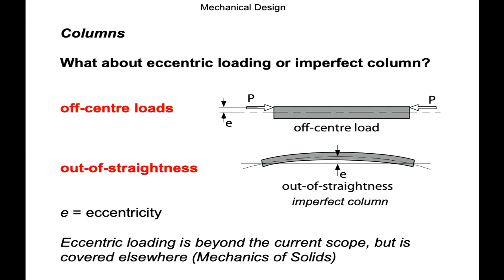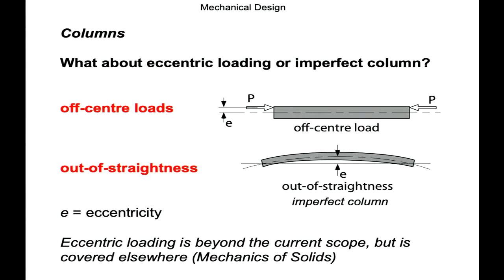A second imperfection could be that the column, even before it's loaded, has got an out-of-straightness. It's already got a bit of a banana in its form, so it's been prepped to start distorting.